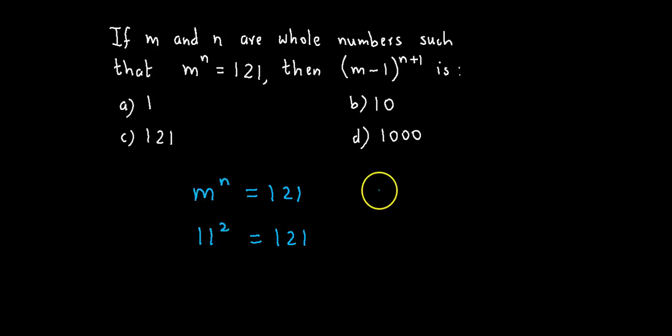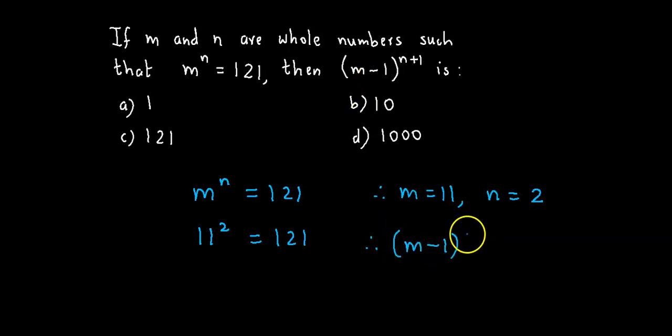तो अगर इन दोनों का कंपैरिजन करें तो यहाँ से हमें मिलेगा m is equal to 11 and n is equal to 2 and therefore ये वाली वैल्यू हमें मिल जाएगी (m minus 1) raised to (n plus 1) will be (11 minus 1) raised to (2 plus 1).